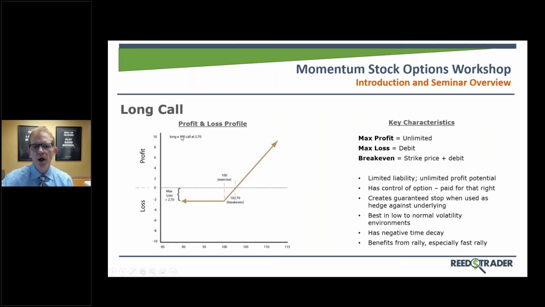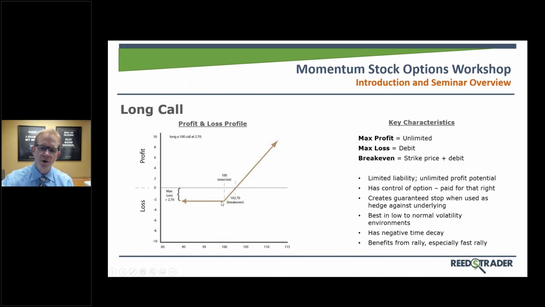So in our example here, we're buying a 100 call at $2.70. So the most we can lose is the debit, which is $2.70. And we see that basically below 100, we lose $2.70. Okay, we'll get into this more on Monday, but if we were actually buying stock, we could lose an unlimited amount going down. The graph would be a straight line on a 45-degree angle. But here it flattens because our loss is limited to the debit. Our break even is the strike price plus the debit. So the strike price is 100 plus the debit of 2.70 means our break even is 102.70.